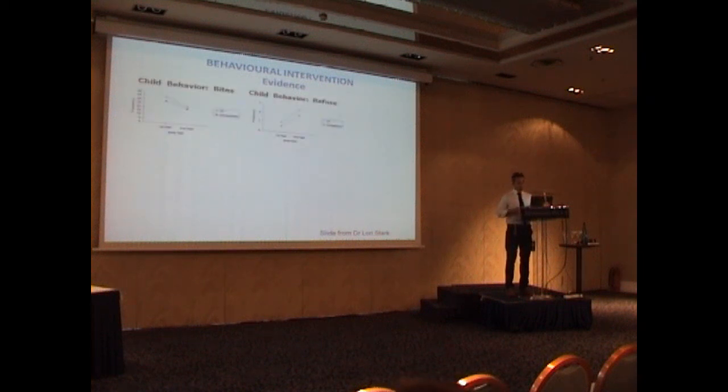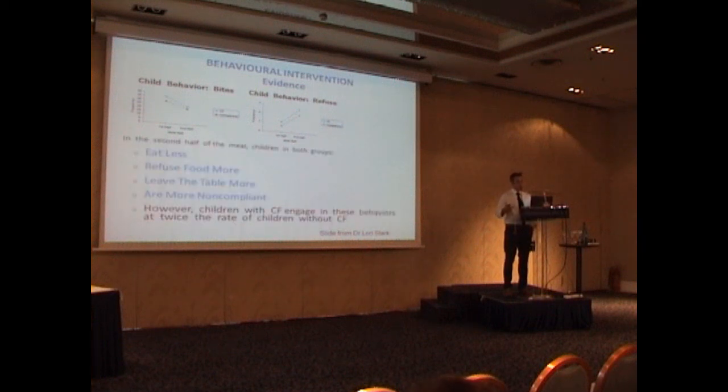And on top of that, when they filmed the meals, they showed that actually the longer the meal time went on for, the less the child ate. And the longer the meal time went on for, the more the child refused, the more barriers they put up. And this is seen in CF children and in non-CF children, but it's seen to a higher degree in CF children. So what we know is in the second half of meals, it becomes more stressful, the children eat less food, they refuse more, they get down from the table more, and they become more non-compliant. So meal times get more stressful as they go on.